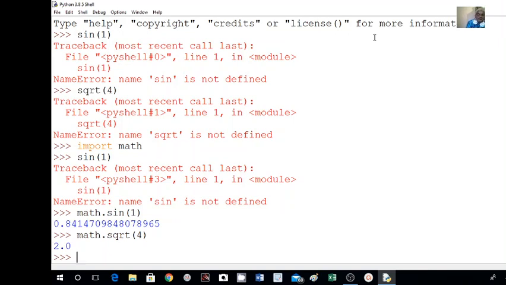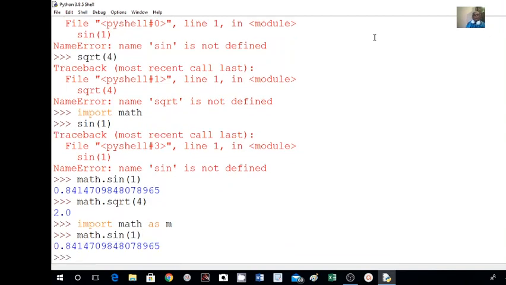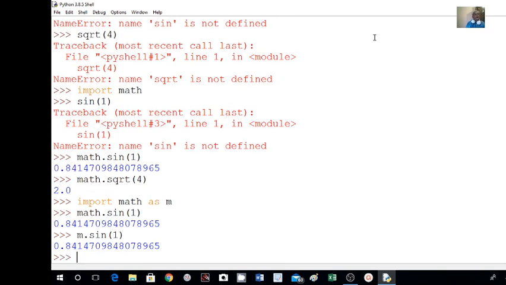Instead of that, if I write like this, import math as say m. Okay, then if I write math dot sine of 1, I am getting the answer. Or if I write m dot sine of 1, here also I am getting the same answer. Instead of writing math dot, I can just write m dot.